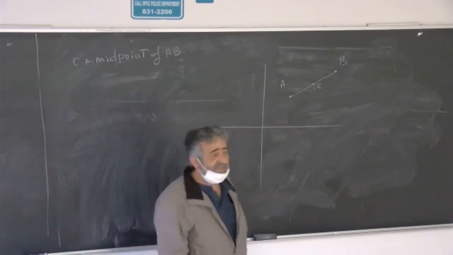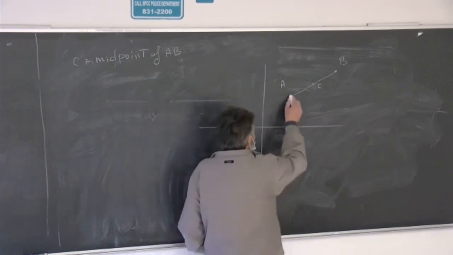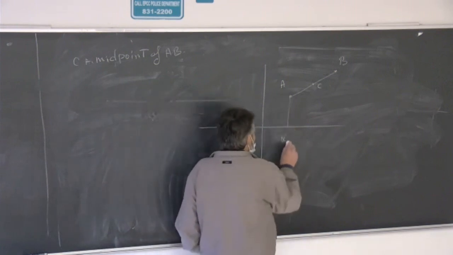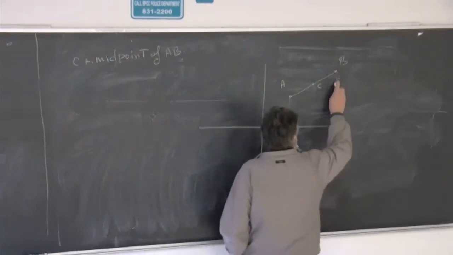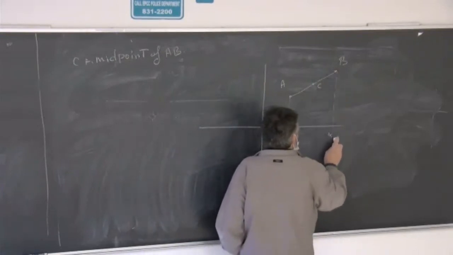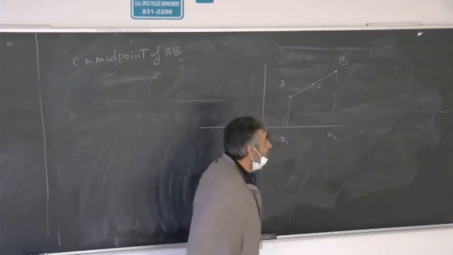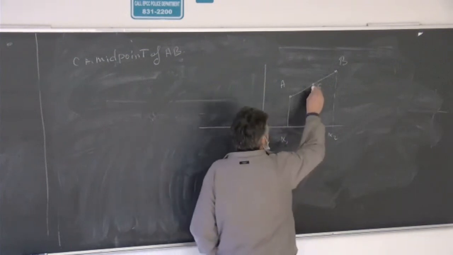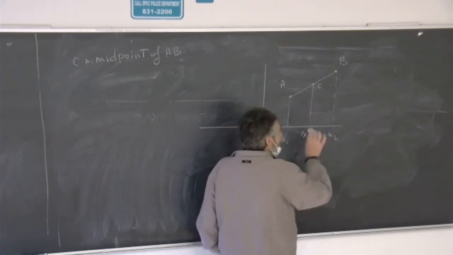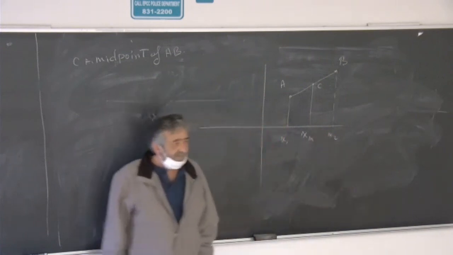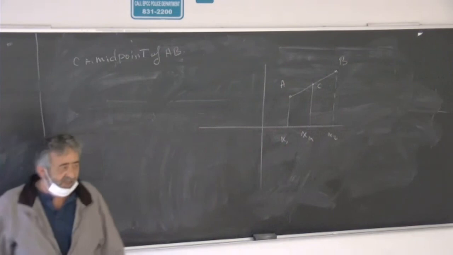So I don't have to go through all of the stuff I went through before. Let's say this is your X1, yes, for point A. And let's say this is your X2 for point B, yes. And since C is the midpoint, this is X midpoint. Yes? This is the value for X.